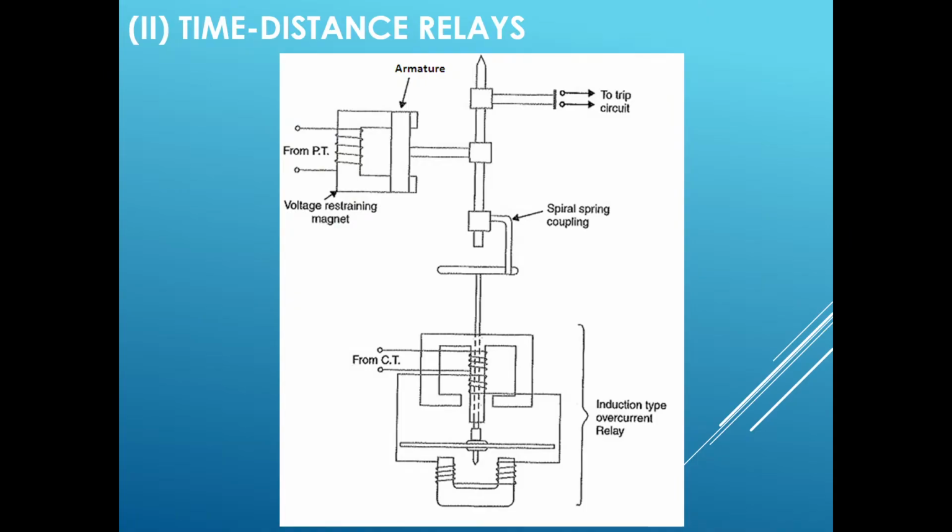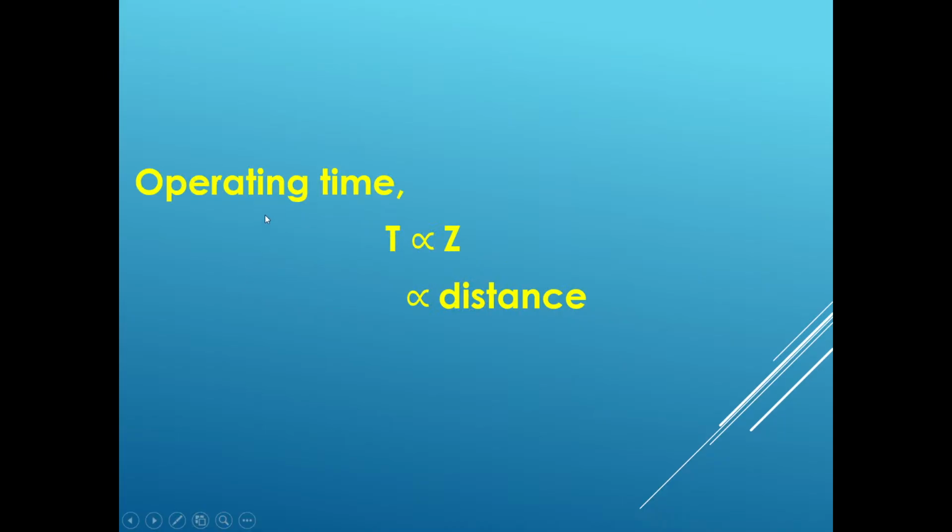So this relay has a property. The property is that it can automatically adjust its operating time according to the distance of the relay from the fault point. Okay, so according to the distance between the location of the fault and the location of the relay, based on that, this relay can automatically adjust its operating time. So the operating, not torque, operating time of the relay will be directly proportional to the distance.